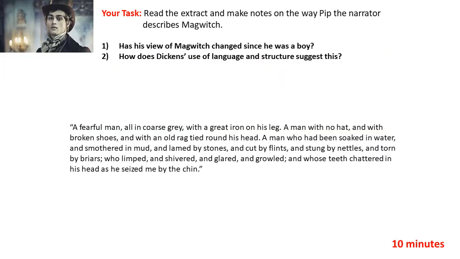Your task: read the extract below and make notes on the way that Pip, the narrator, describes Magwitch. Has his view of Magwitch changed since he was a boy, and how does Dickens' use of language and structure suggest this?